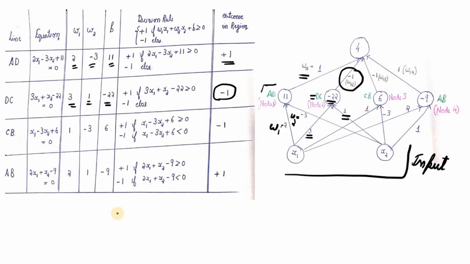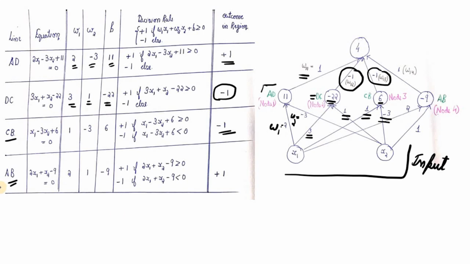This is minus 1. Likewise, for CB, we move ahead. This is the value of W1, which is 1, because it's coming from X1, and likewise this is the value of minus 3, which is coming from X2. The bias is written inside the node, which is 6, and this is outputting a value of minus 1, which is taken from the last column over here. We write it over here.